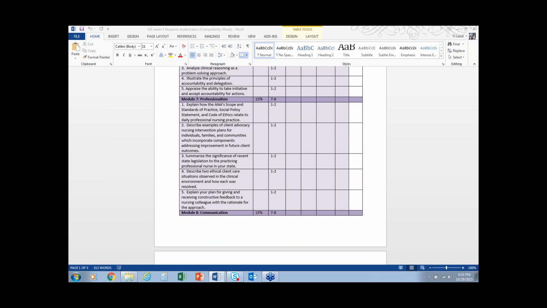The first objective says that you're supposed to be able to explain how the ANA's scope of standards of practice, and then the social policy statement and their code of ethics relates to the daily professional nursing practice. So how are you going to use your scope and standards, the social policy, and the ethical code in your everyday nursing practice?